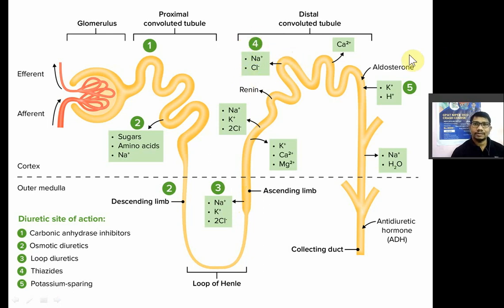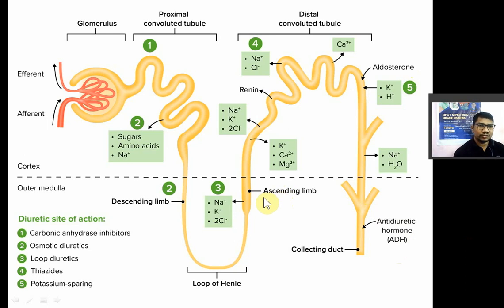Last site, that is the end of your DCT. At that site, your potassium sparing diuretics will act. Antidiuretic hormone, that is ADH or vasopressin, will act on the collecting duct part of your nephron. So that's how diuretic drugs and antidiuretic drugs have a site of action.